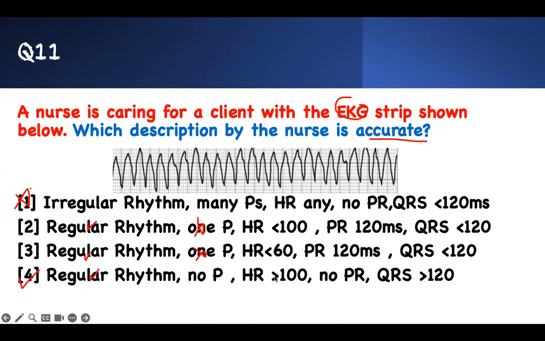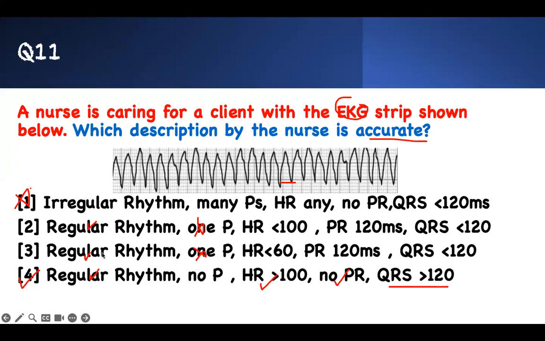You say, oh, heart rate. Look at the heart rate. It cannot be 60 because this is fast. Really, really fast. It's about 1 box apart, so it's greater than 110. If there's no P, you can't calculate the PR interval. And the QRS is wide. So that is the answer.